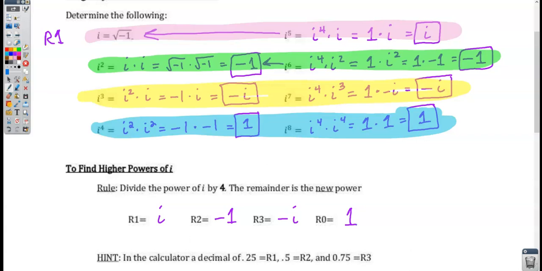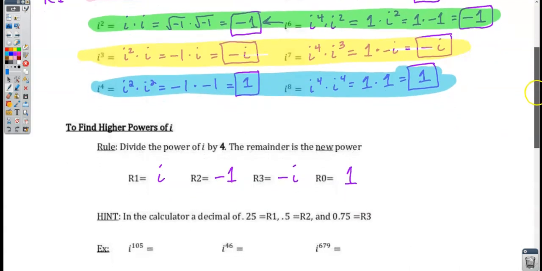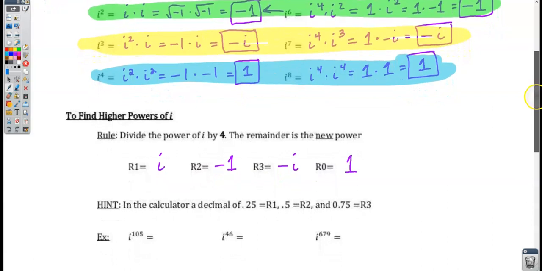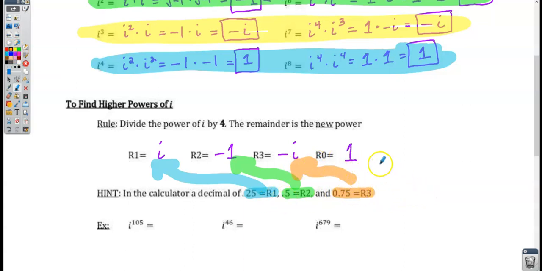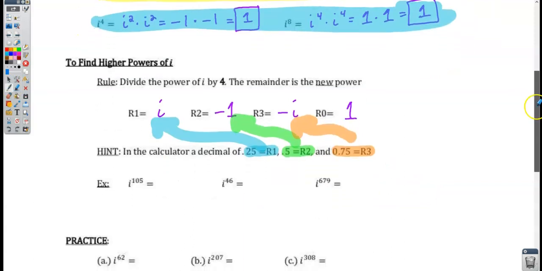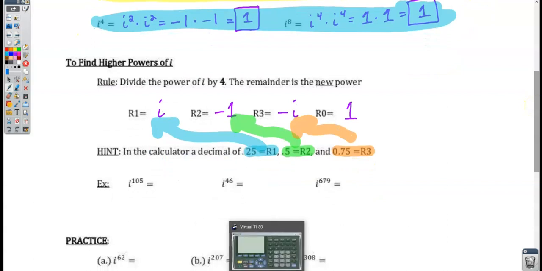Something that can be very helpful for you is if we do these in a calculator. If we take a power of i and divide it by 4, if we get a decimal value of 0.25, that maps directly onto a remainder of 1. If we get a decimal value of 0.5, that maps onto a remainder of 2, being equivalent to -1. And if we get 0.75, that maps onto 3. If we get a remainder of 0, it's just going to come out evenly when we do the division. So let's go ahead and use our calculator to help us do a couple of these. We'll see some examples here.